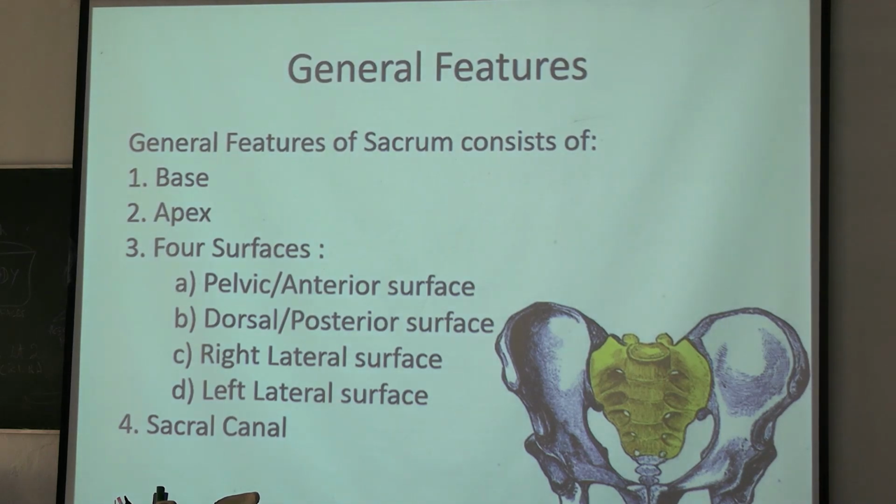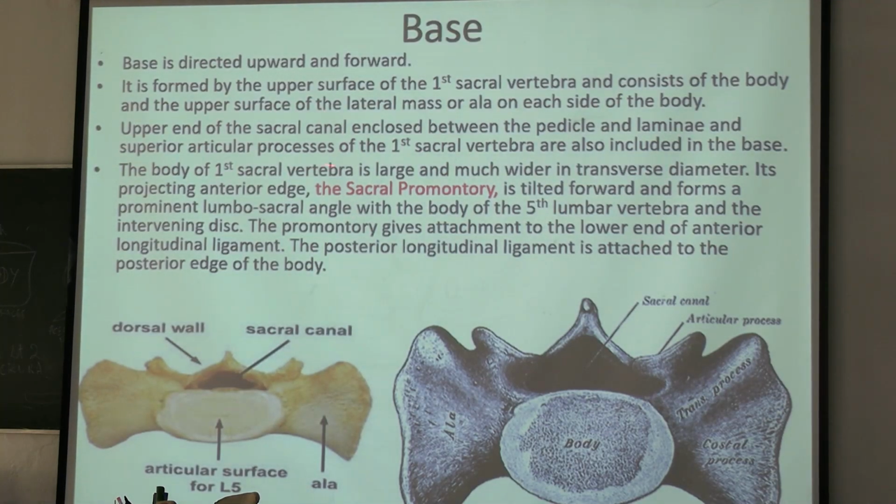Now we will discuss the presenting parts in detail. So the general features of the sacrum are the base, the apex, four surfaces: the pelvic or anterior surface, the dorsal or posterior surface, the right lateral surface and the left lateral surface, and the sacral canal. So first we will discuss the base.